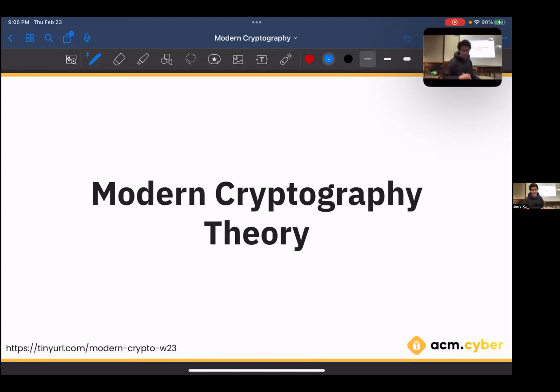Okay. All right, let's get started. So this is modern cryptography theory. Basically, we'll be using math in a different way. There will be more proofs and probability, but there will be some group theory, only a very little bit. It won't be the same kind of non-invertible operation kind of thing, at least not in the same sense.